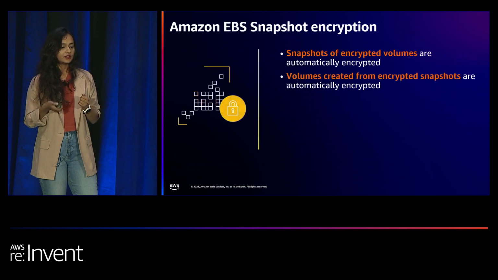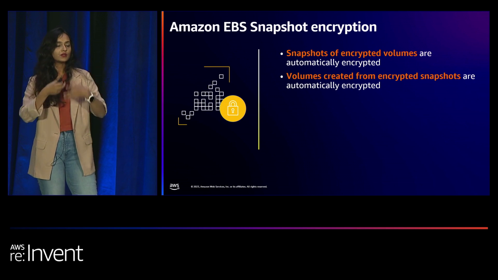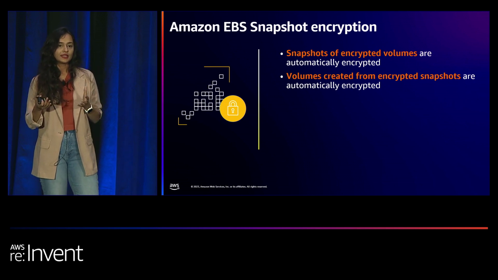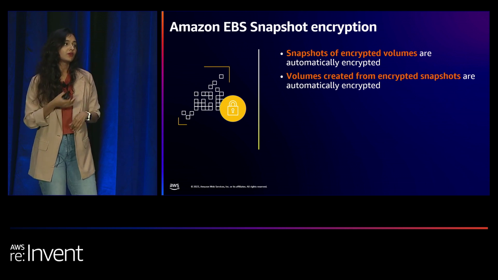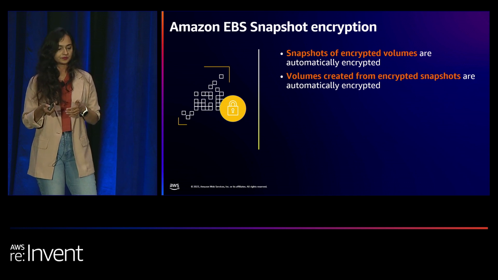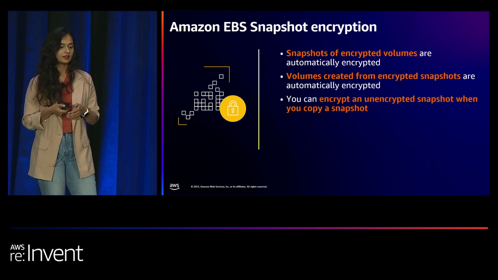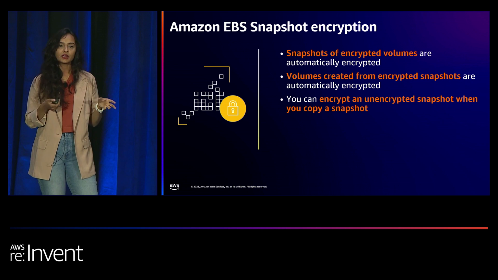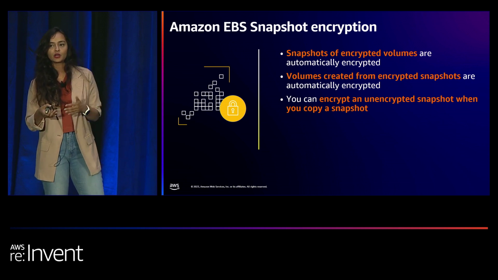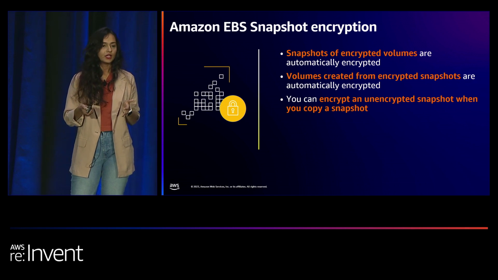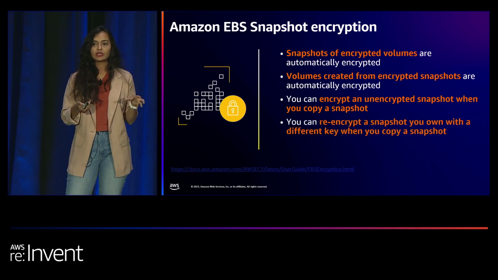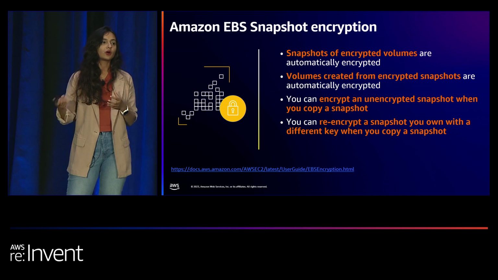In addition to that, if you create a snapshot out of that volume, that snapshot will also be encrypted by default. And let's say you then use that snapshot to create another volume, that volume is also going to be encrypted. You can also encrypt a previously unencrypted snapshot by copying it and specifying the key with which you want to encrypt that snapshot. You can also re-encrypt an already encrypted snapshot with a different key by copying it as well.